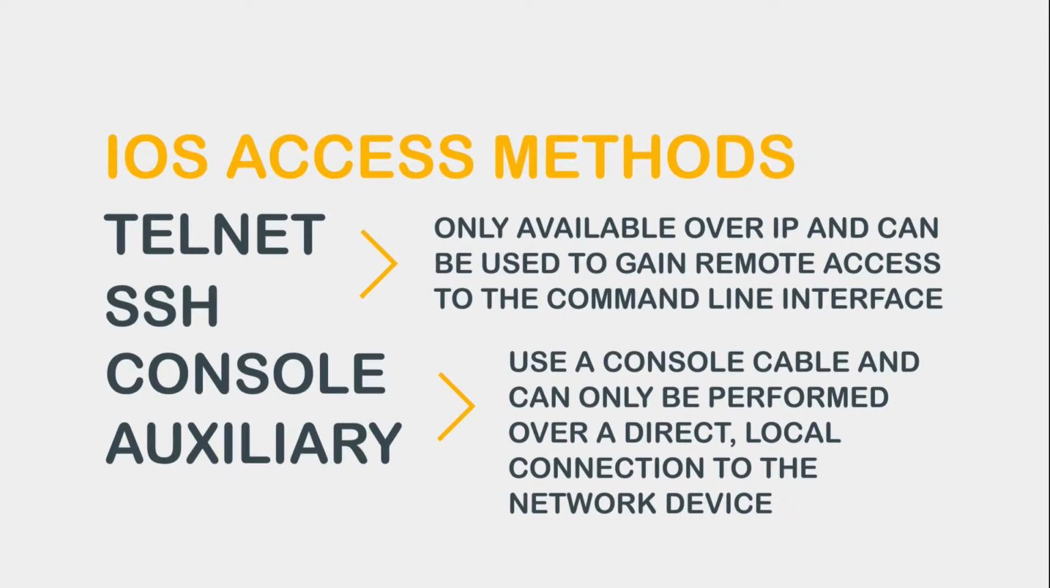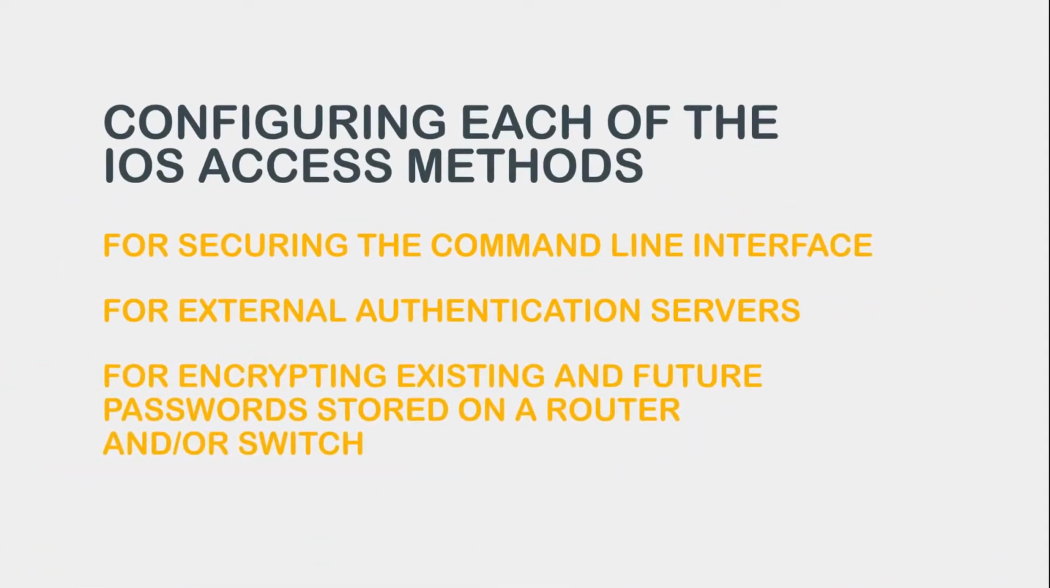Access to the command line interface via the Auxiliary port is an option only available for routers and is not an option for Cisco switches. Now let's discuss configuring each of the IOS access methods for the purpose of securing the command line interface, for the purpose of external authentication servers, and for encrypting existing and future passwords stored on a router and/or switch.